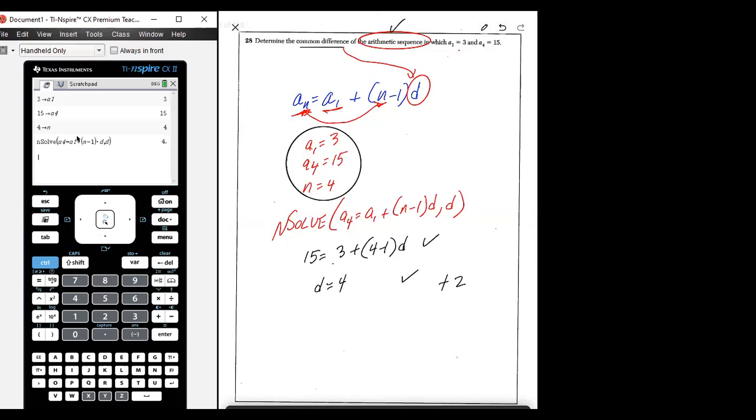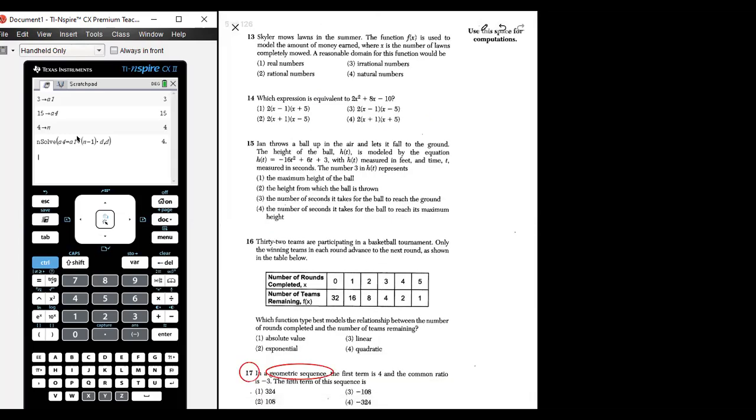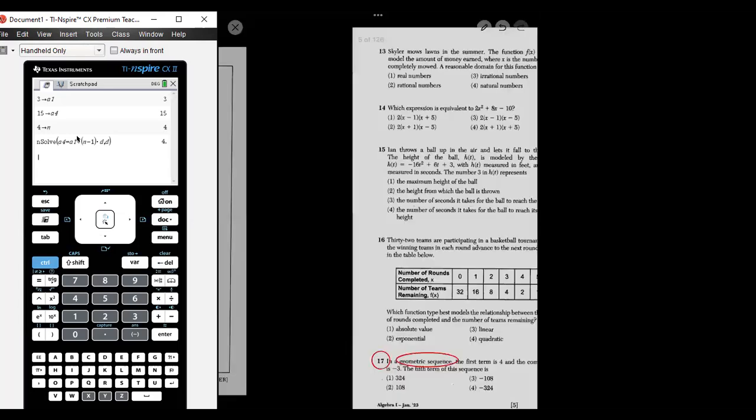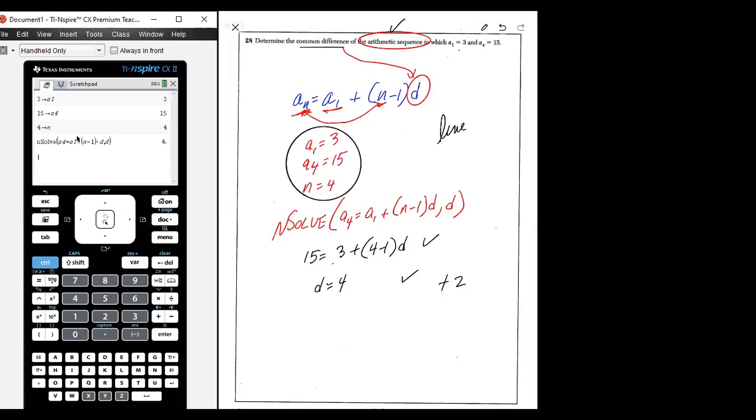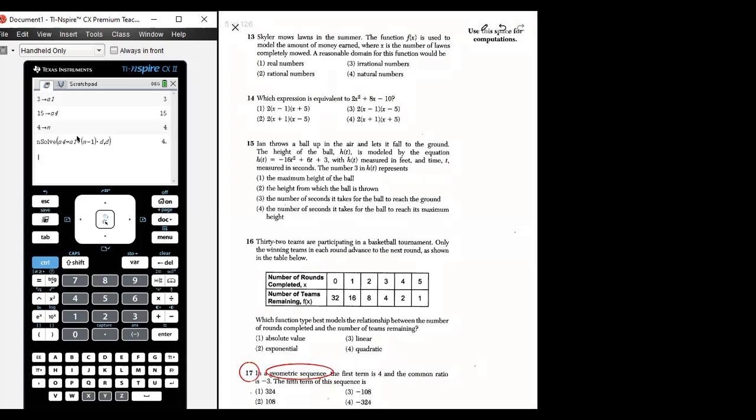So that's for arithmetic sequence, and I'm going to do one more, and this is a geometric sequence. This is an exponential function. By the way, this is a linear function, and the common difference is the same thing as the slope. So these are the same thing. Common difference and slope are the same thing. They're identical. They mean the same thing. Now, this is a geometric sequence, and they gave us the first term.